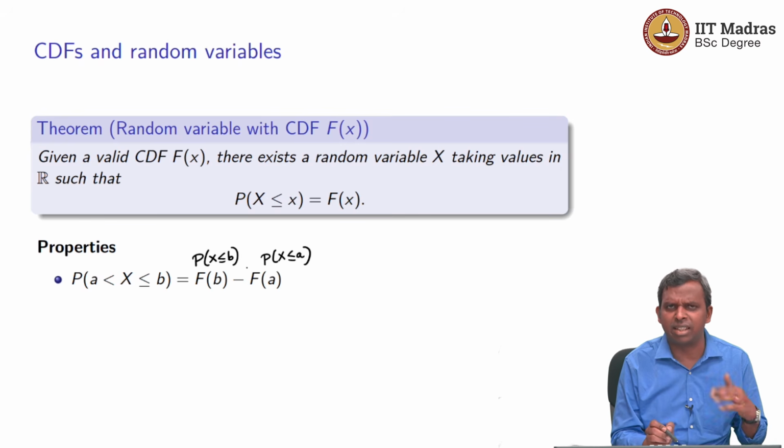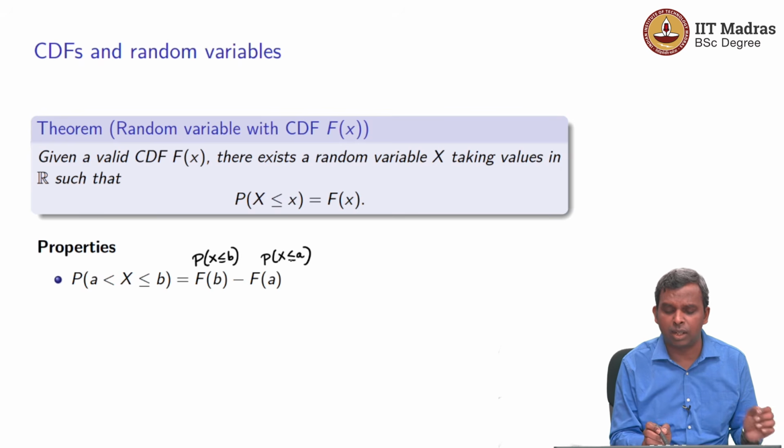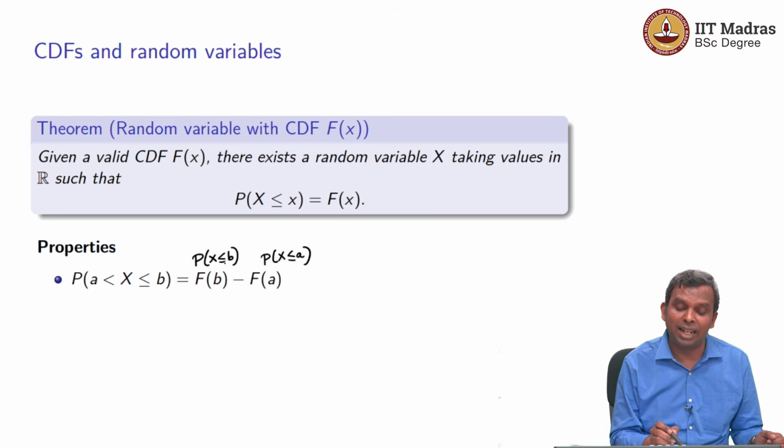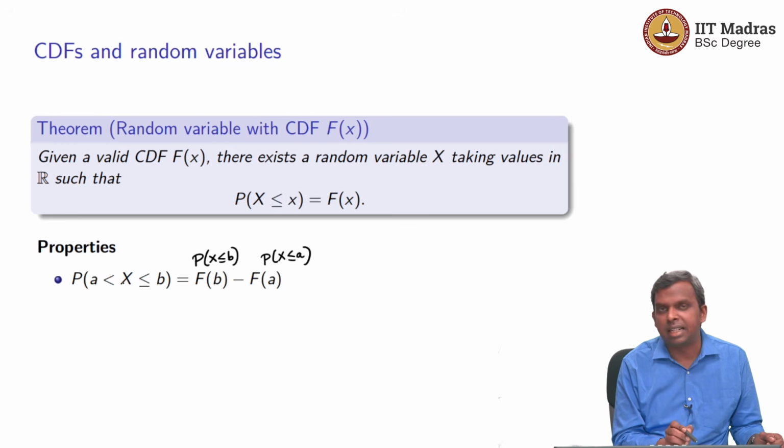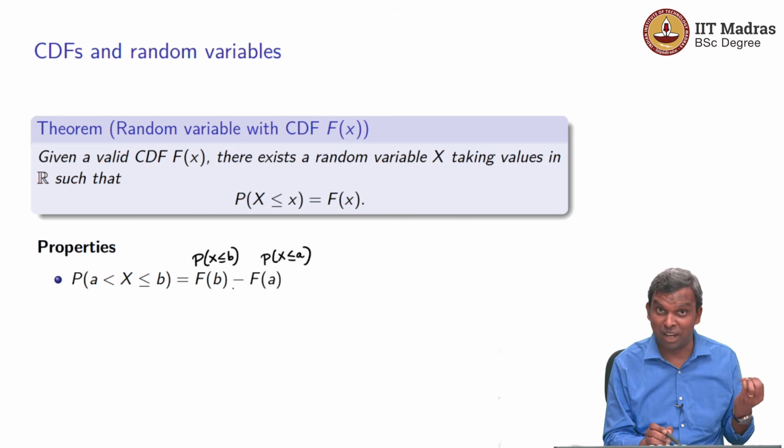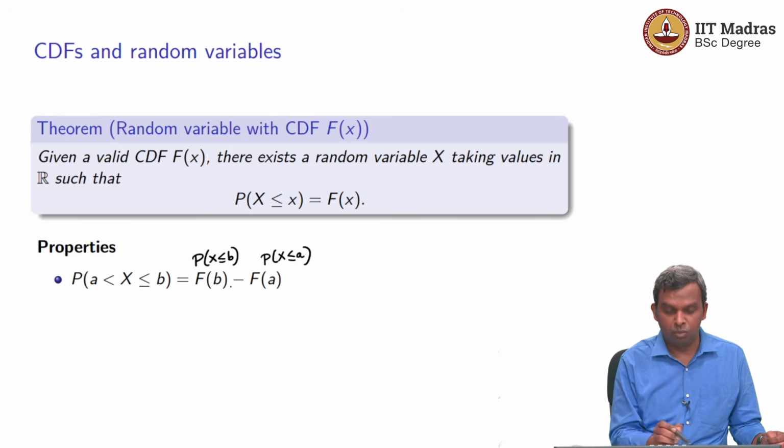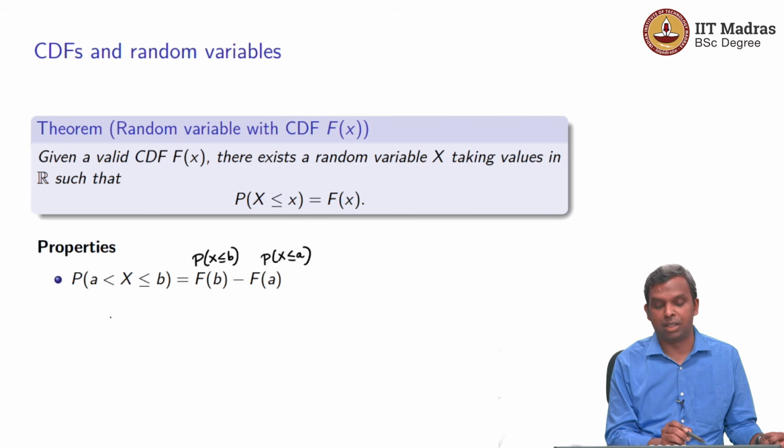It's basic events, right? The event X less than or equal to a is contained in the event X less than or equal to b. So if you subtract the two probabilities, you get the probability that X falls strictly greater than a, but less than or equal to b. Okay, so it's a nice simple property. Once you come up with a CDF, once it's valid, you can find any probability you want involving the random variable. That's very important.